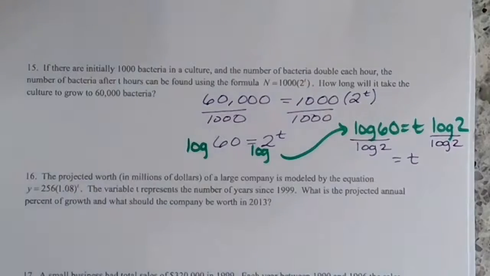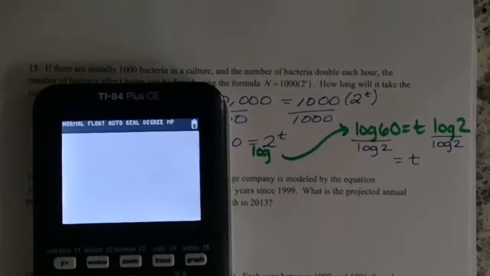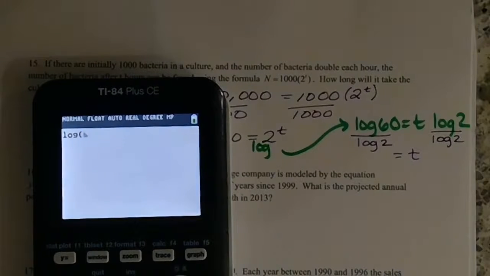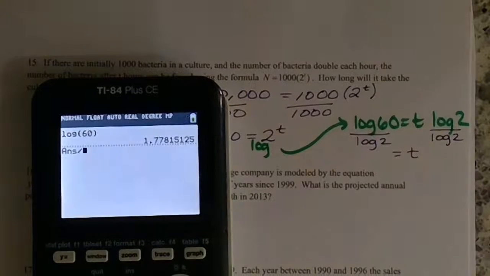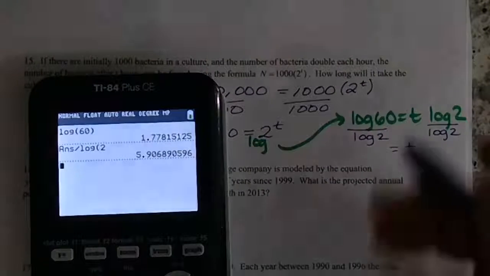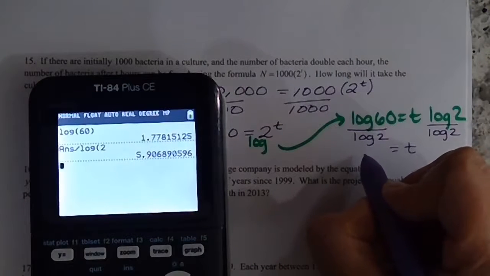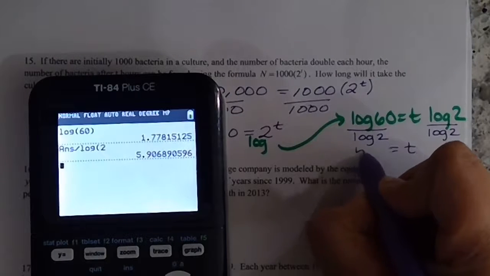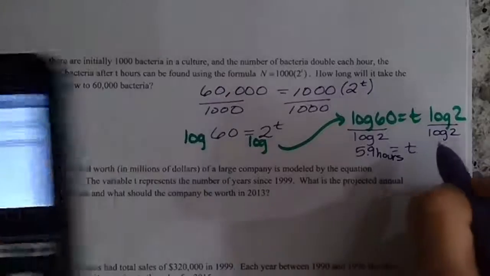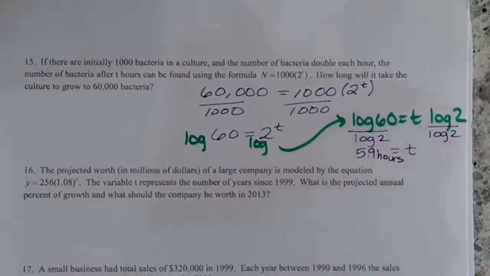So I'm going to use my calculator for this one. So log 60 divided by log 2. About 5.9, so about 5.9 hours. So in about 6 hours. Right. Okay, next problem.